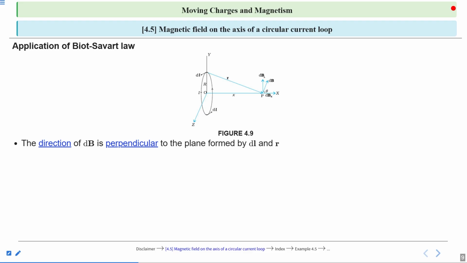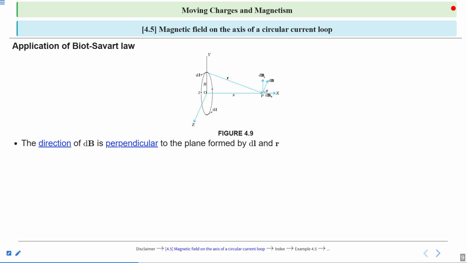dl is in outward direction. If we consider the dl at the top of the loop, it is in outward direction, along the z direction. So it is along outward direction. And r is along the xy plane, from dl to r.